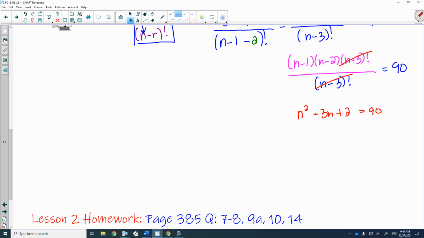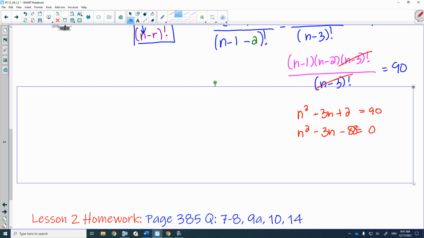That is equal to 90. Remember that you want to bring everything to one side, so we're going to bring everything to the left-hand side, and we're going to have n squared minus 3n minus 88 is equal to 0. You're going to find the two numbers that multiply to negative 88 and that sum to negative 3. And those two numbers are negative 11 and 8.